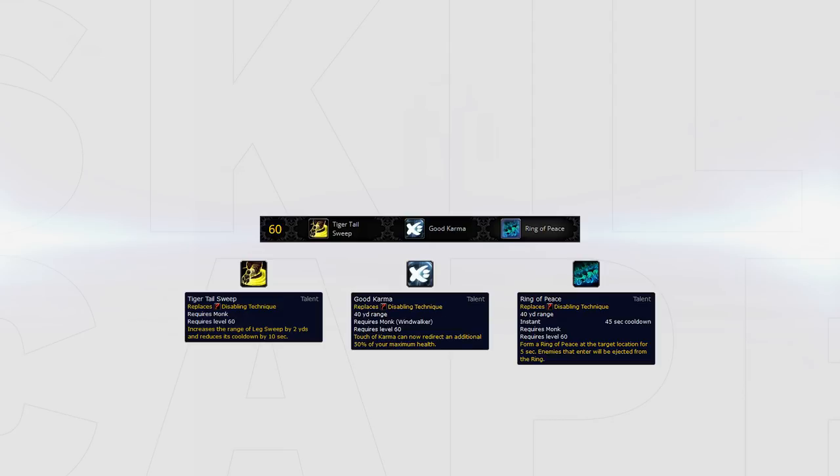Good Karma's effect is still very good, however due to the loss of one of the other two talents in this row, it is not worth it in nearly all situations.